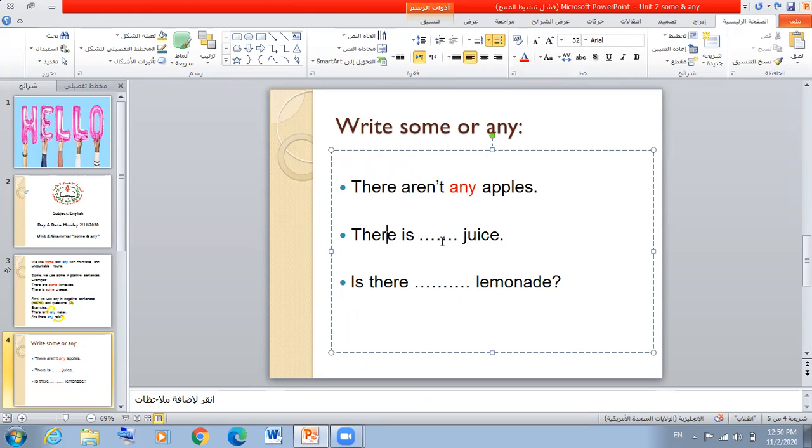Number two, there is juice. Is this sentence a negative sentence? No. Is it a question? No. So I'm going to use some. There is some juice. Number three, is there lemonade? Here I have a question mark, so it is a question. Because it is a question, I'm going to write some or any. Excellent. With the question we use any.